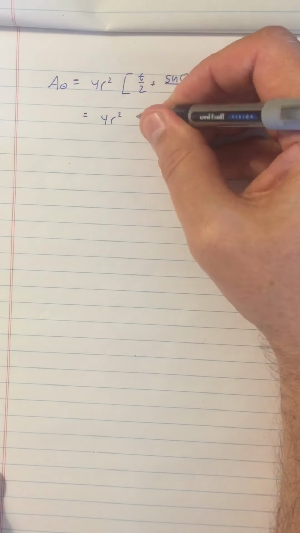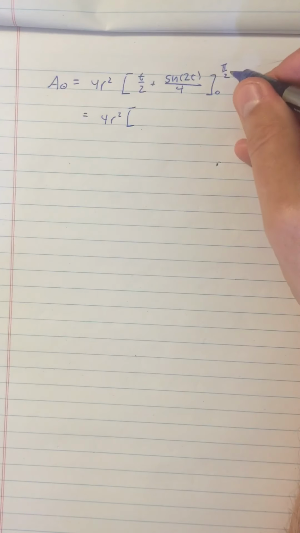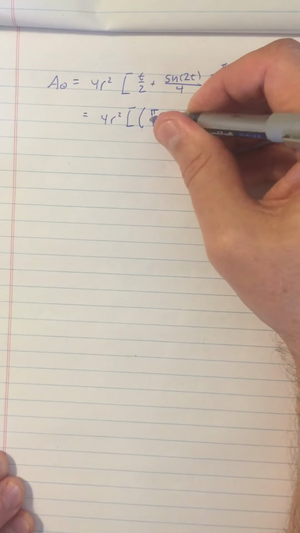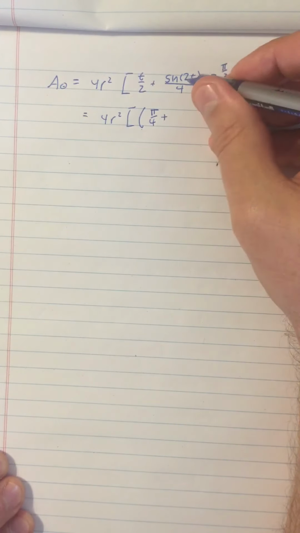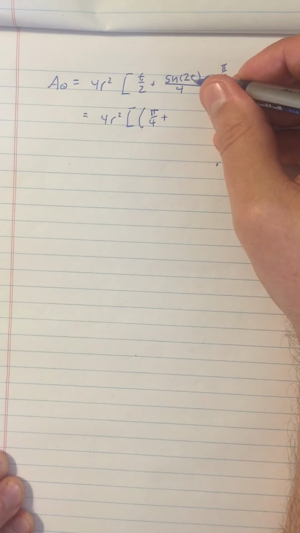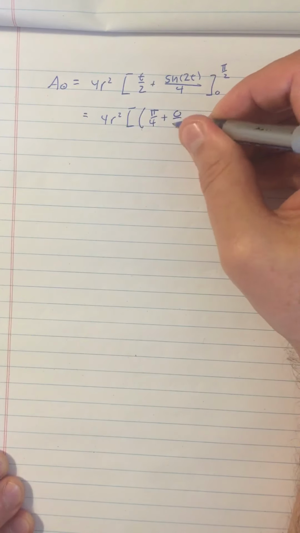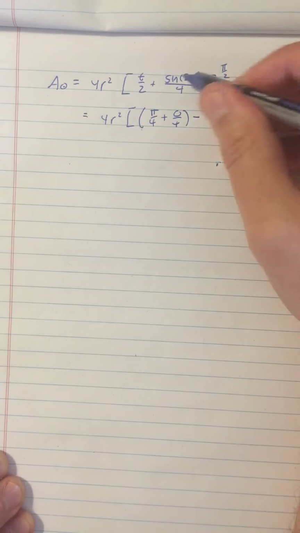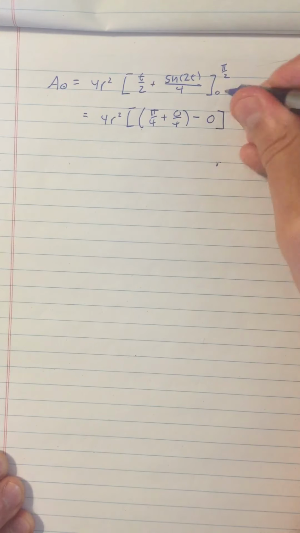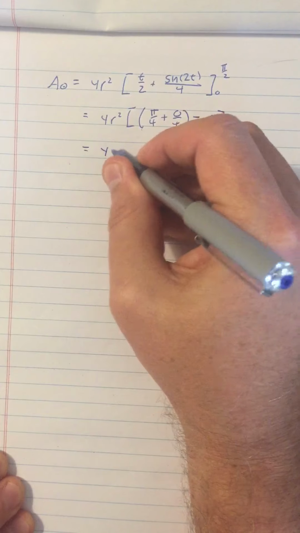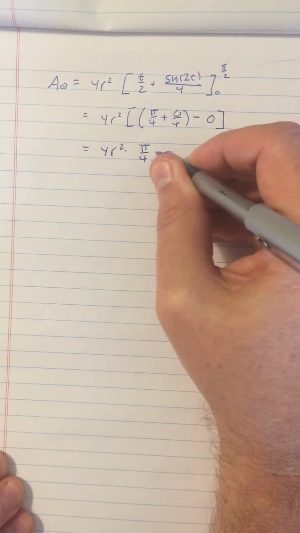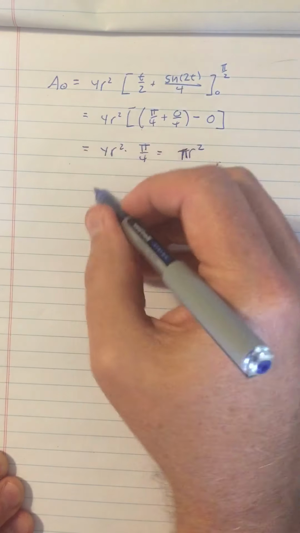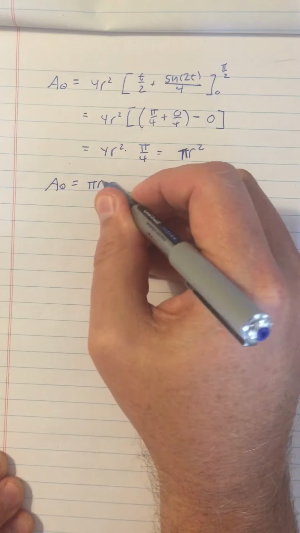4r squared times, okay, so we're going to plug in the pi over 2. So let's put a little parentheses here, plug in the pi over 2 here, so I'm going to have pi over 4. And then I'm going to have sine of 2 pi over 2, that's sine of pi. Sine of pi is 0, so I have 0 over 4. And then when I plug in my lower limit 0, this one's going to be 0. Sine of 0 is 0, so I just have 0. And so this gives me 4r squared times pi over 4. And lo and behold, that is pi r squared. And that is how I know that the area of a circle is equal to pi r squared.